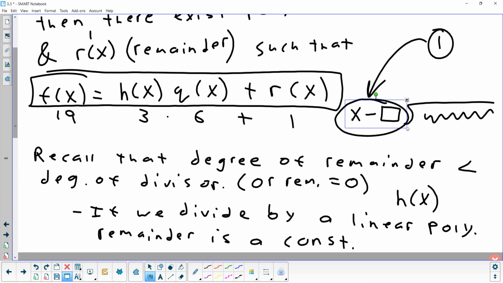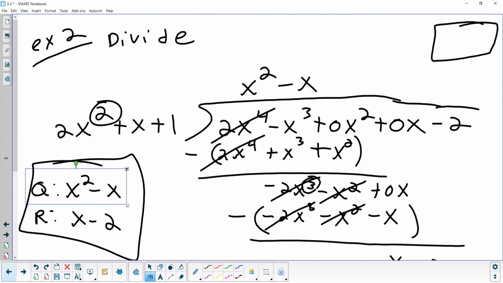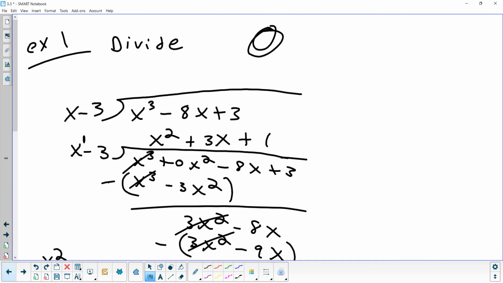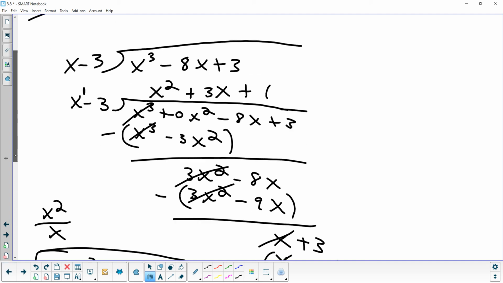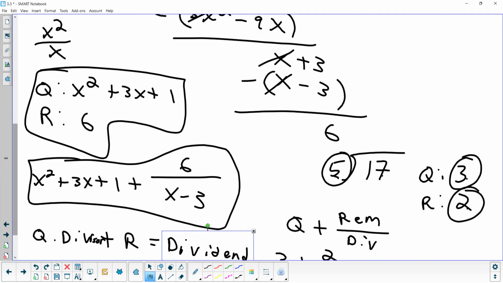And that's the very first problem I gave you guys. We divided by a linear polynomial, x minus 3. And the remainder we got was a constant. Didn't have any variables in it.